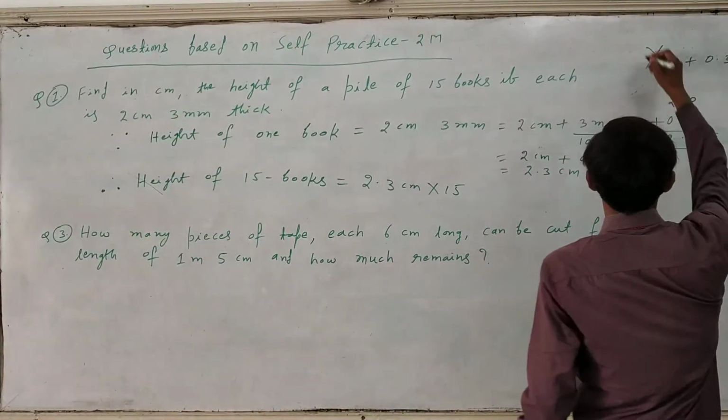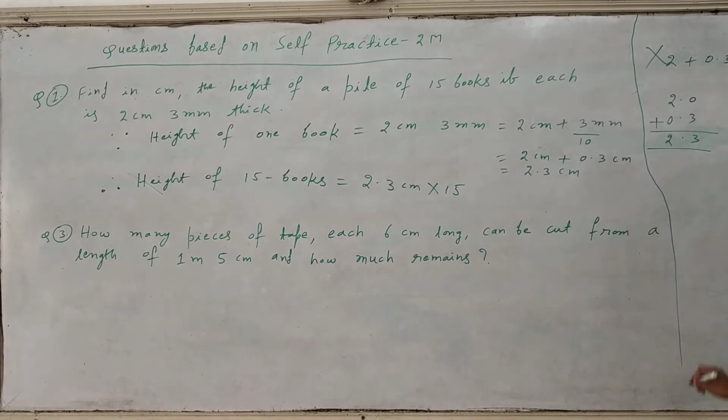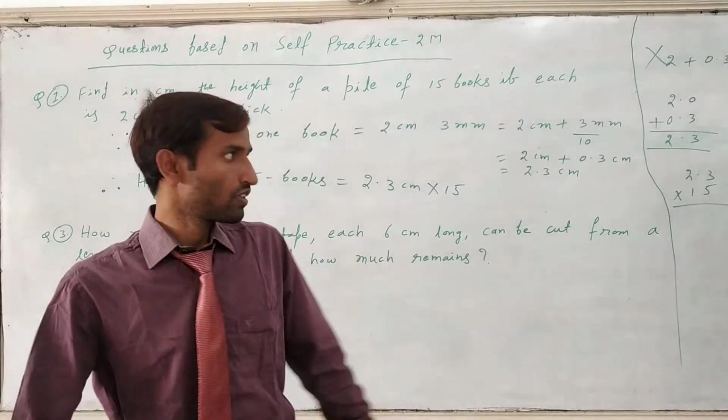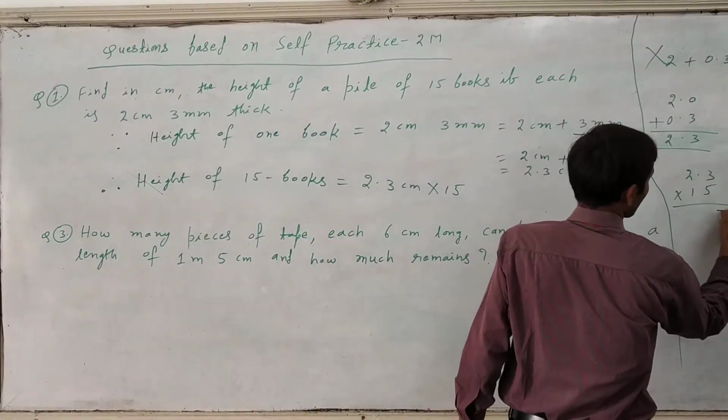You can do this side work in your notebook as rough work. So 2.3 we have to multiply by 15. Do it like this: first multiply from 5 and 1. So 5 times 3 is 15, write 5 and carry 1.